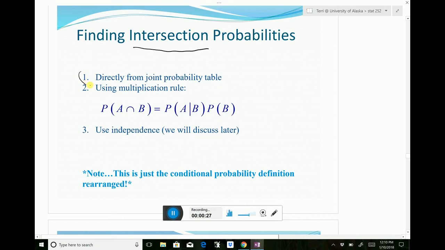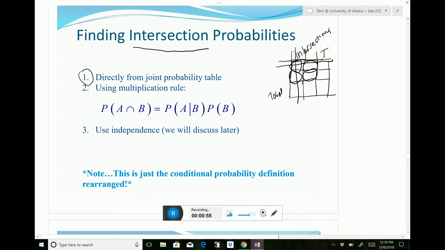So the way that we've been doing it is directly from the joint probability table. Remember, the intersection are the joint probabilities that are in the center right here. So here's our totals, and our totals. And our joint probabilities are in the middle here. These are one way that we find intersections. We literally take the intersection in order to find, say, this one.